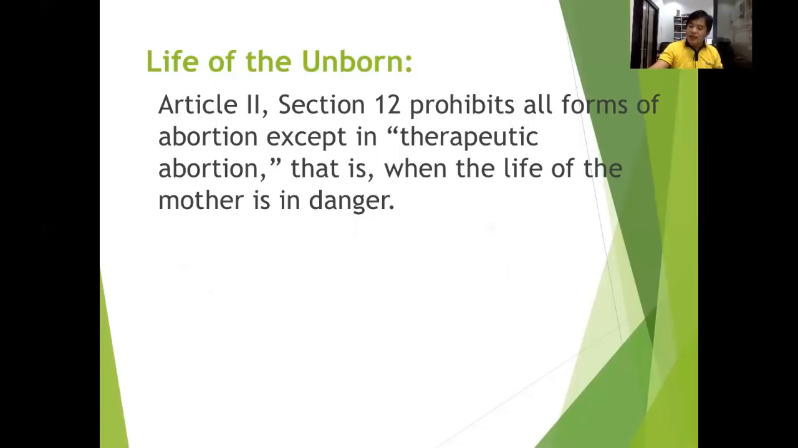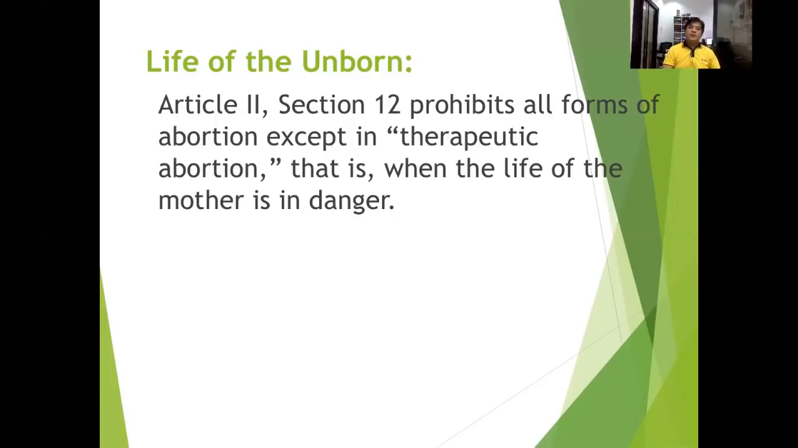Let's go to the life of the unborn. So, this is stated in Section 12, Article 2 of the Constitution, which states that the state recognizes the sanctity of the family life and shall protect and strengthen the family as a basic autonomous social institution, and it shall equally protect the life of the mother and the life of the unborn from conception. The natural and primary right and duty of parents in the rearing of the youth for civic efficiency and the development of moral character shall receive support of the government.